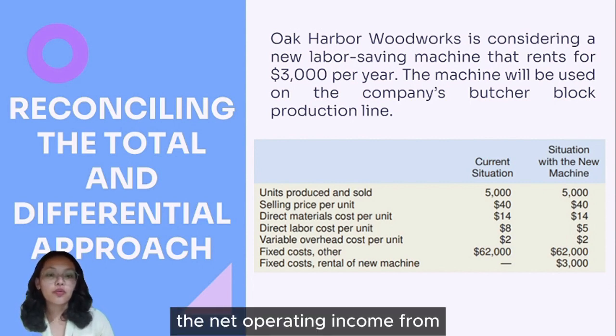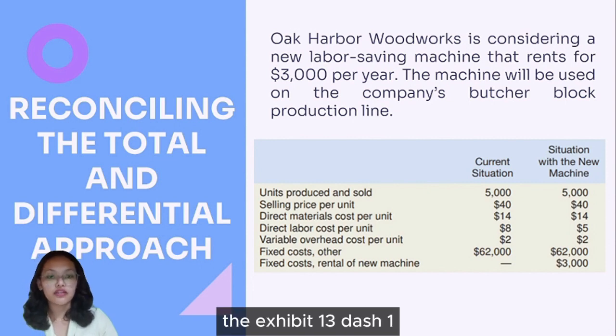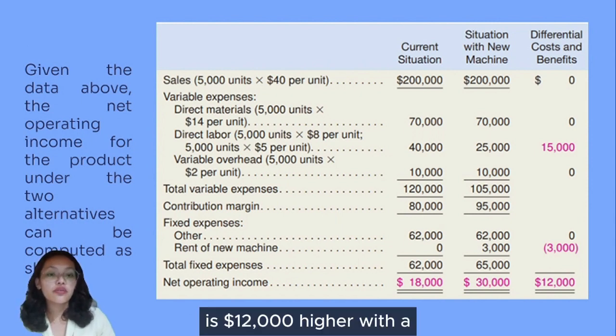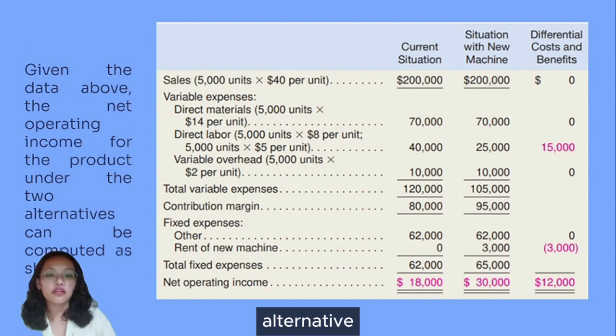Given the data above, the net operating income from the product under the two alternatives can be compared as shown in Exhibit 13-1. Here in Exhibit 13-1, we can see that the net operating income is $12,000 higher with the new machine. So we can say that it is a better alternative.